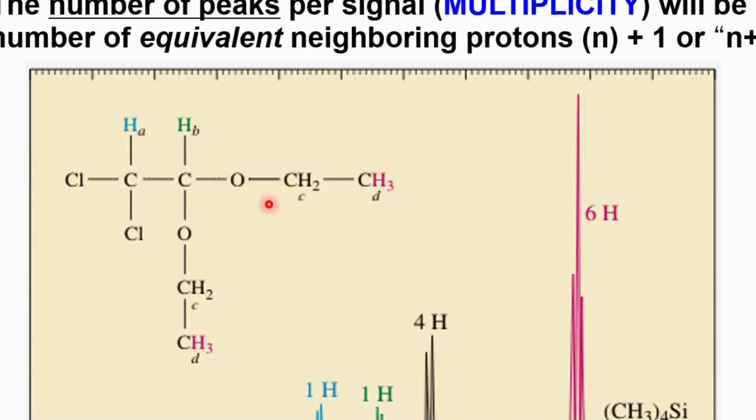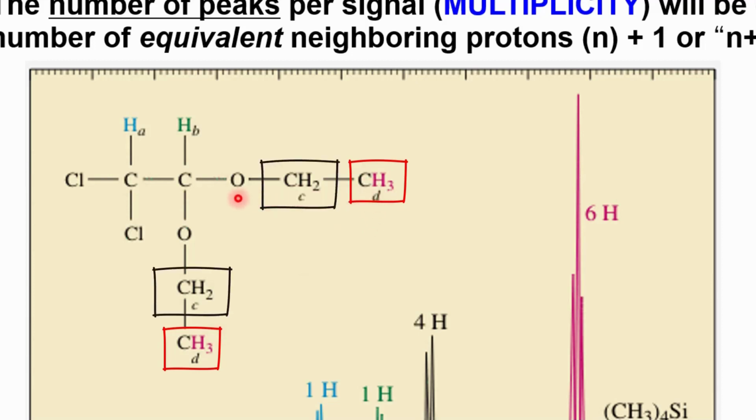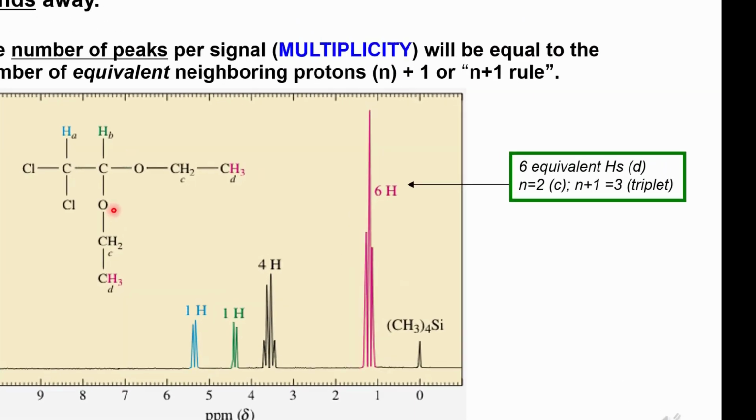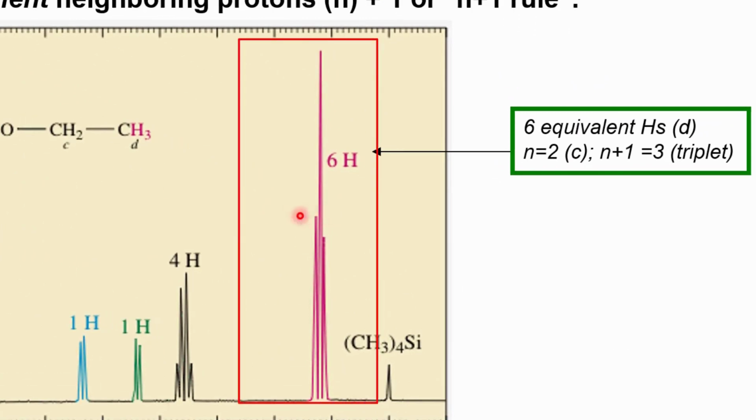For example, protons called D, that's the pink ones, belong to two equivalent CH3 groups. By looking at the connectivity of these proton environments in each of the CH3 groups, they are equivalent to one another. All of the carbon-hydrogen bonds in the CH3 groups are connected to a CH2 group, which in turn is connected to an oxygen atom. Hence we have an integral of 6H, which for this signal is split into 3 peaks. How is the signal being split?